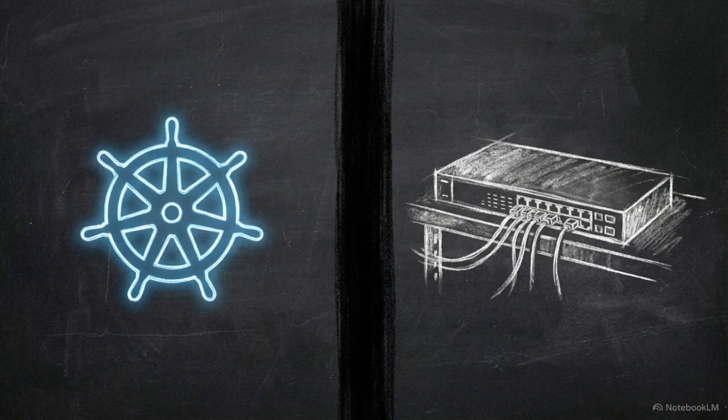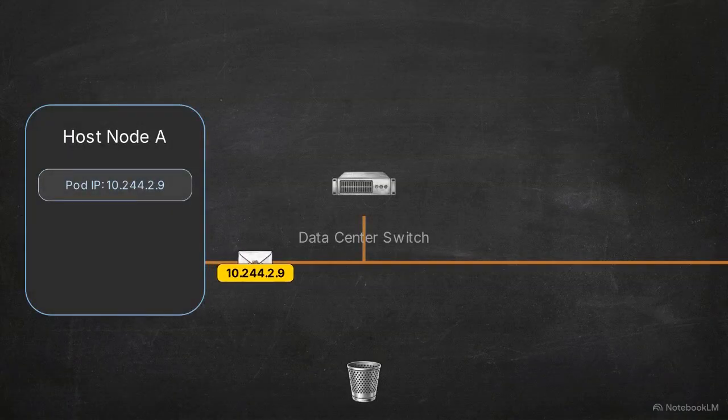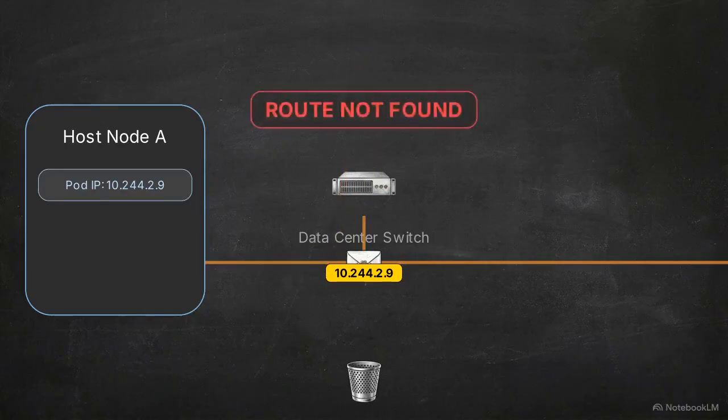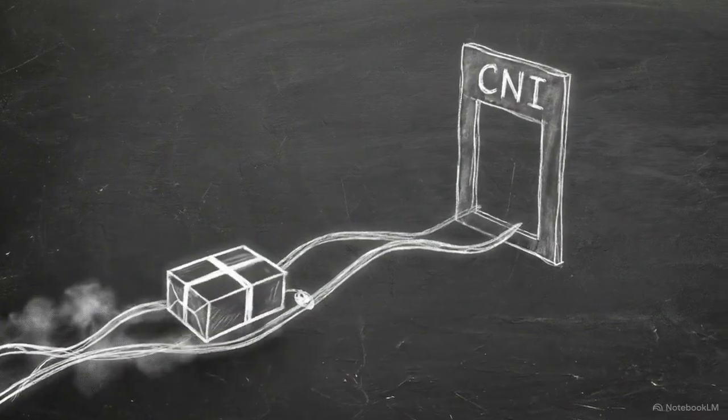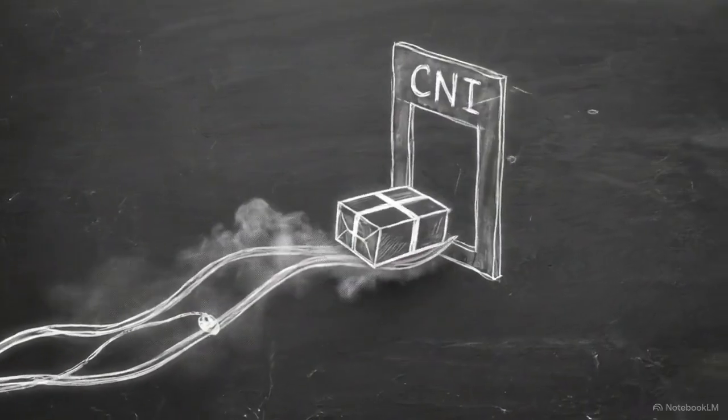The physical network switch connecting the actual server hardware has zero knowledge of Kubernetes or its internal container IP blocks. If the host machine pushes that packet onto the physical wire as is, the data center switch will read the destination IP, fail to find a valid route, and instantly drop the packet. The cluster requires a specialized translation mechanism to smuggle virtual container traffic across purely physical network hardware. This is where the Container Network Interface, or CNI plugin, takes over.